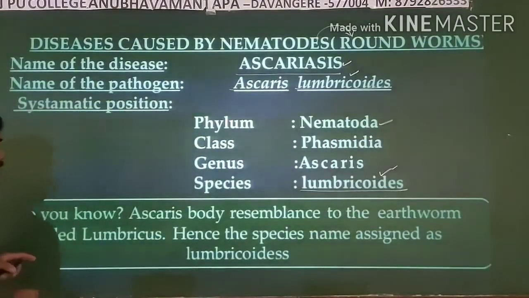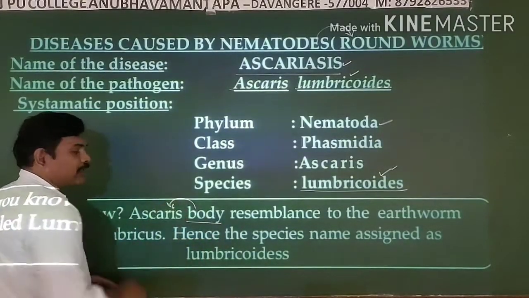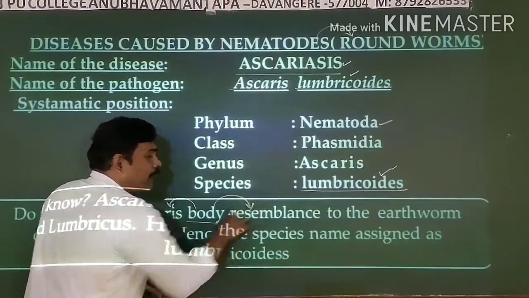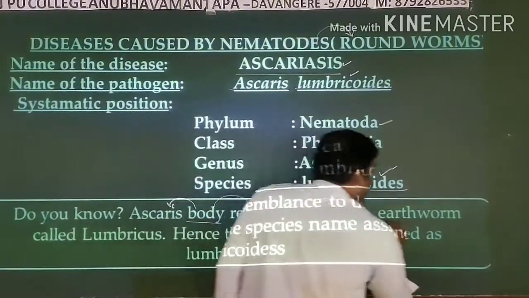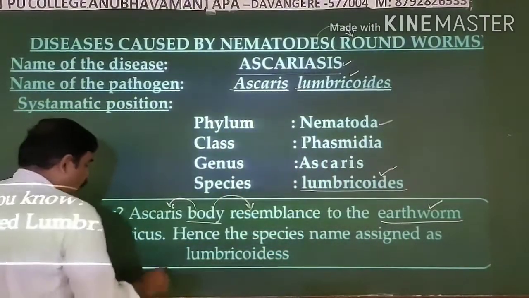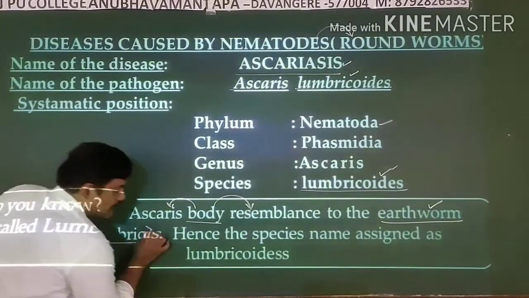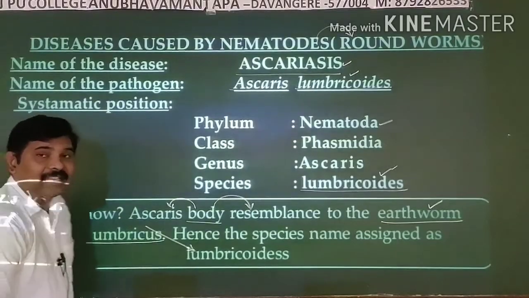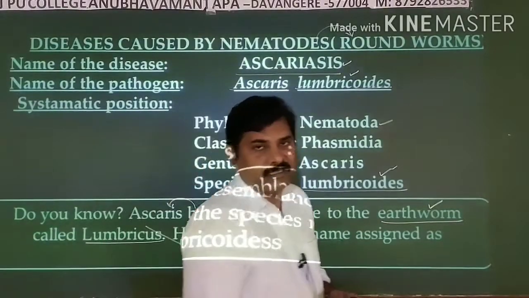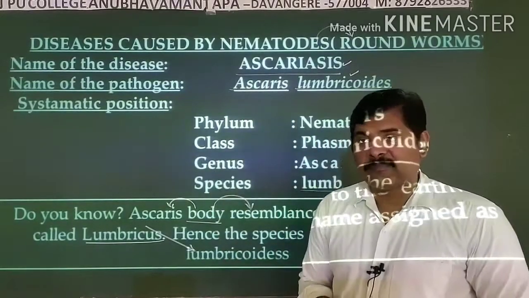That is an important and interesting part. Here, the body of Ascaris resembles the body of the earthworm, and the name of the earthworm is Lumbricus. Hence, the species name lumbricoides is assigned to this parasite. That is the basic reason for giving the species name to this.